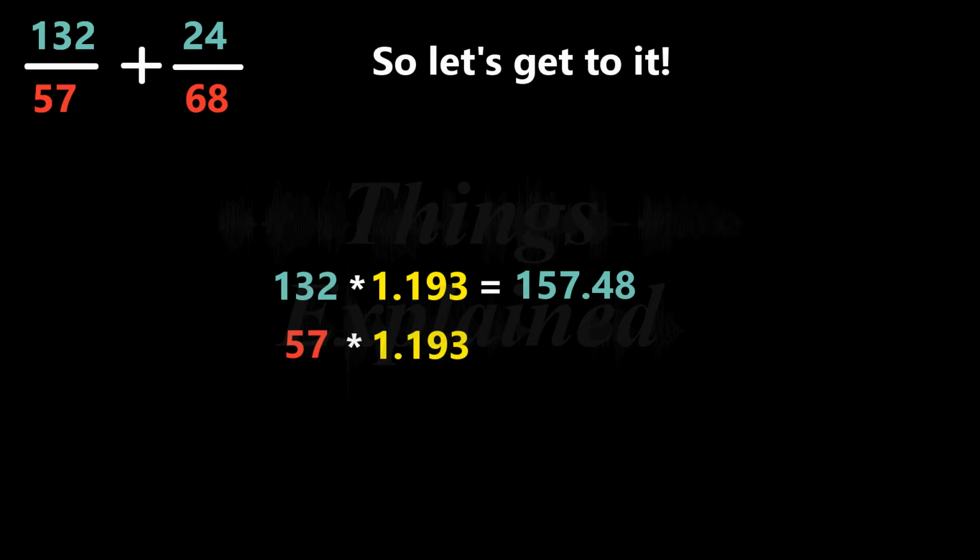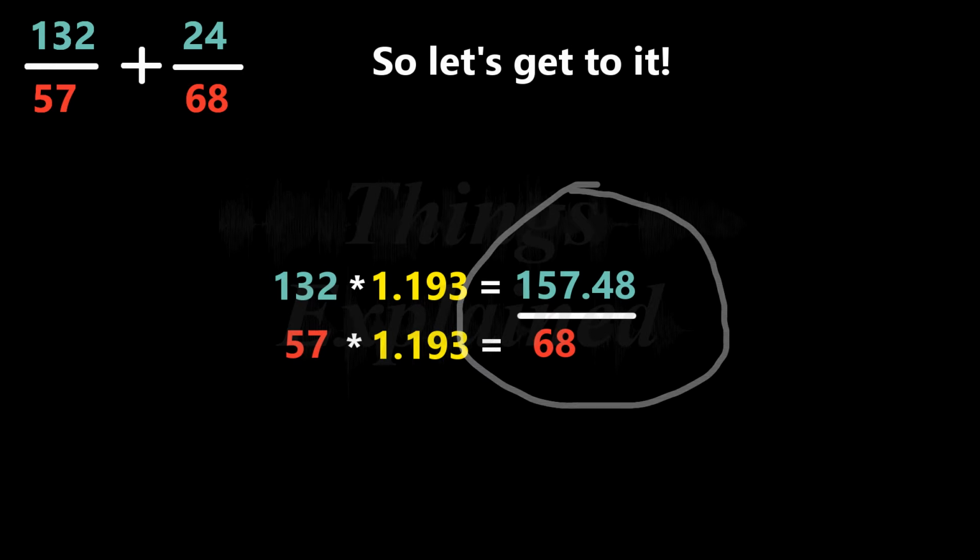So the first thing you do is times 132 by 1.193, which gives us the new numerator, 157.48. Now, times 57 by 1.193 to get the new denominator of 68. And there you have it. The problem is half done. 157.48 over 68 is our new converted fraction. We don't need that other guy anymore.